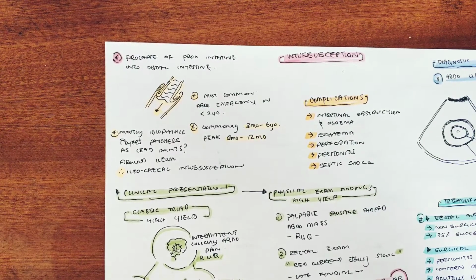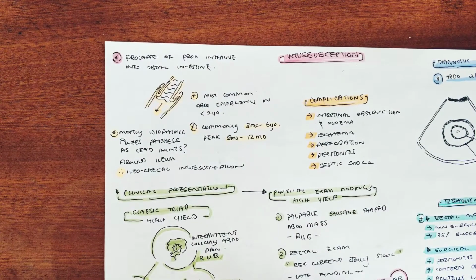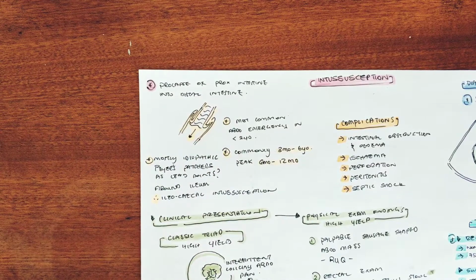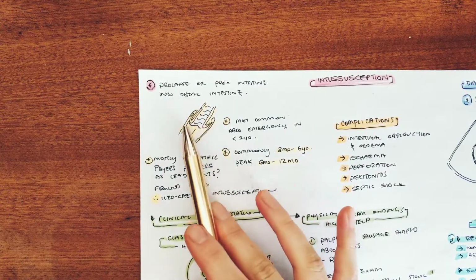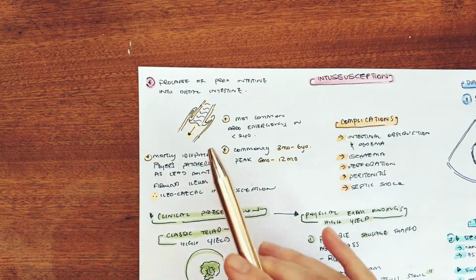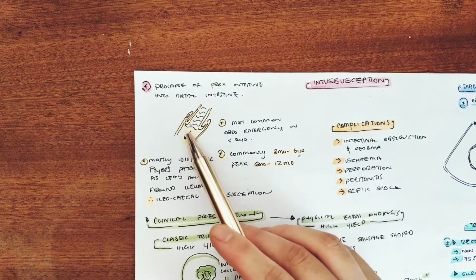Today's topic is going to be about intussusception. So intussusception is a prolapse. We're going to start in this corner. Prolapse of the proximal intestine into the distal intestine. As you can see, I try to draw a diagram of the proximal intestine into the distal intestine.